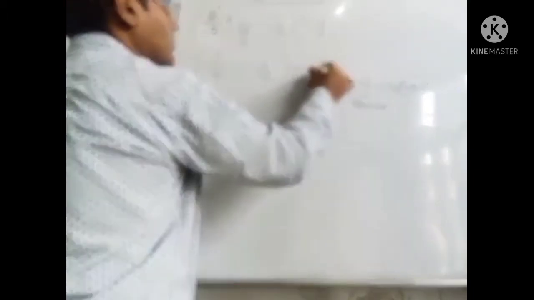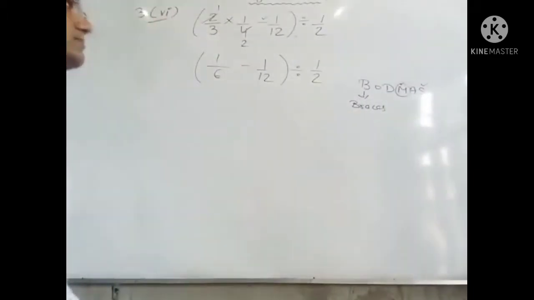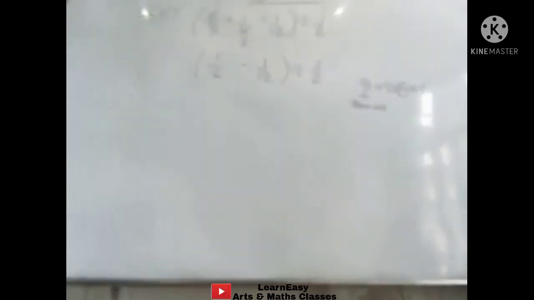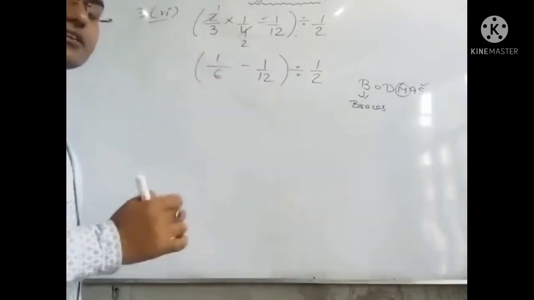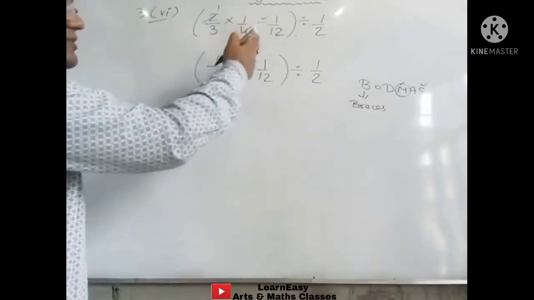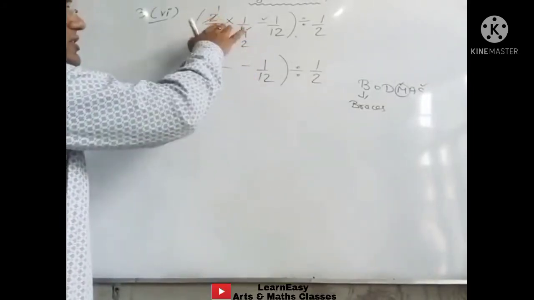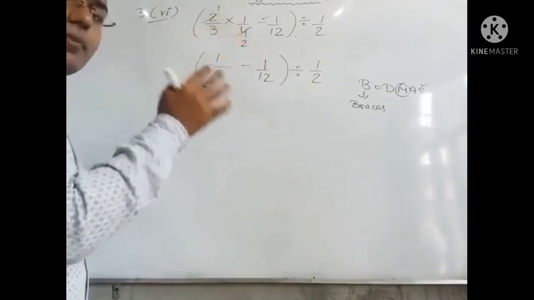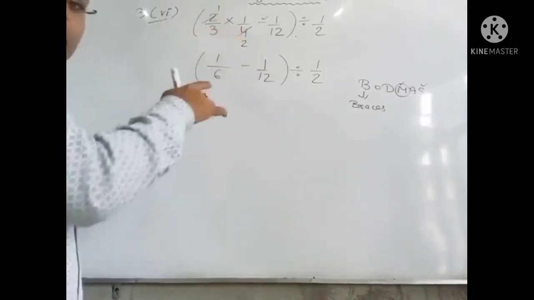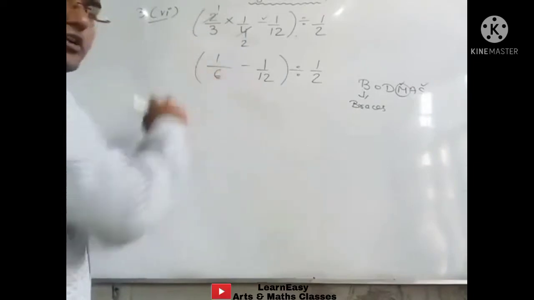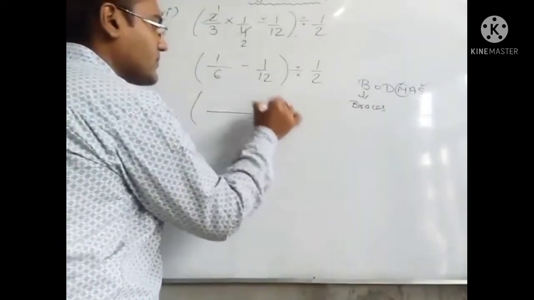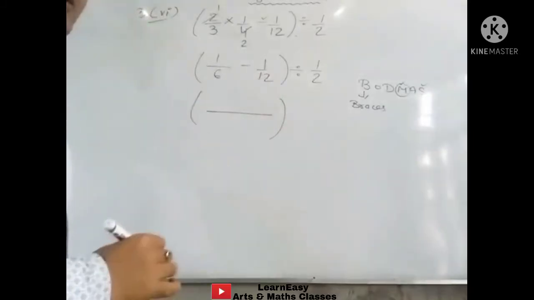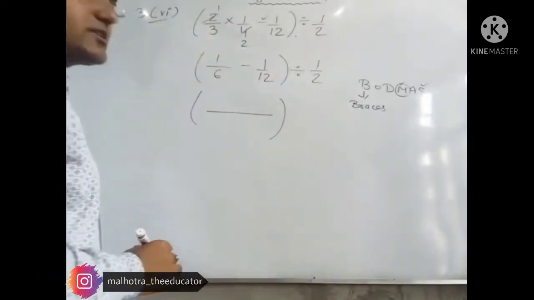divided by 1/2. Now here in the bracket again a minus sign is coming, subtraction. We had not done subtraction till now. In the previous step we had multiplied. Now we will subtract them. In order to subtract these two fractions we have to take the LCM. LCM we will take of 6 and 12.